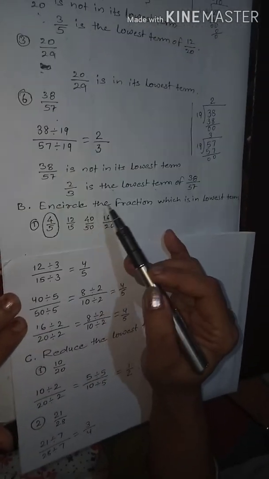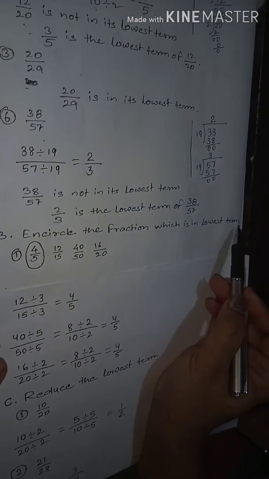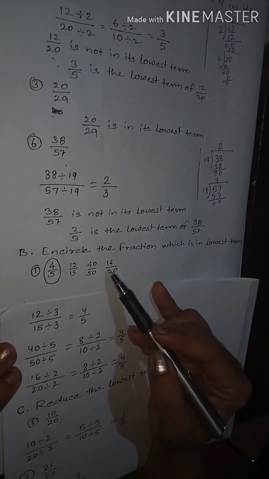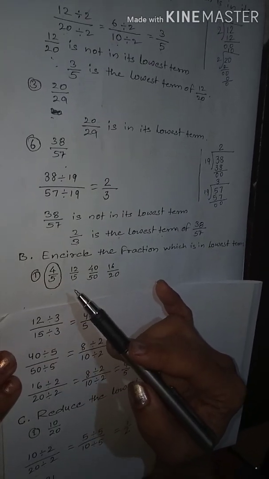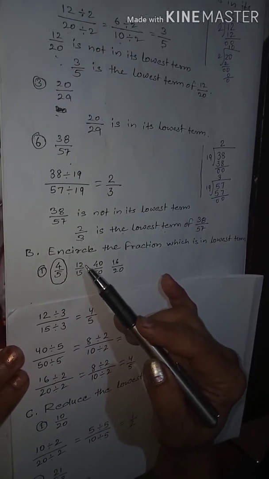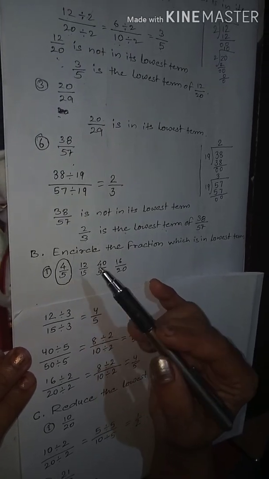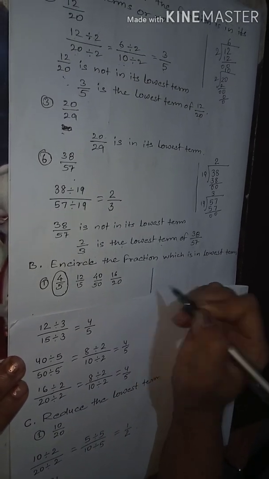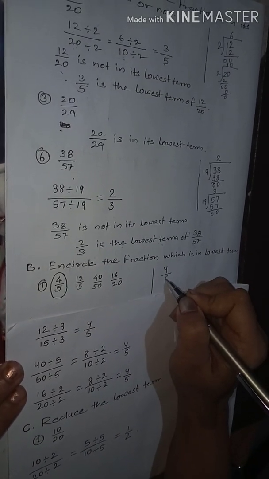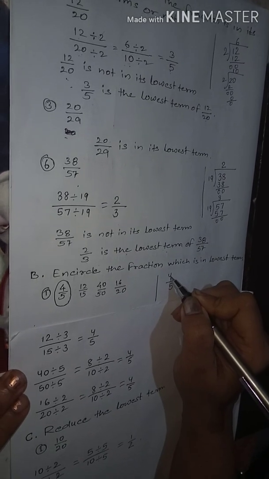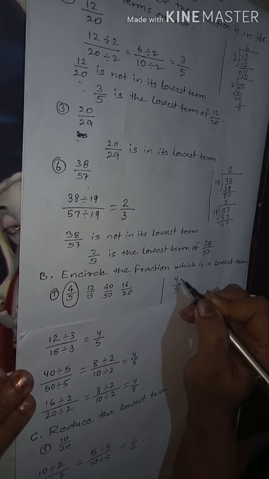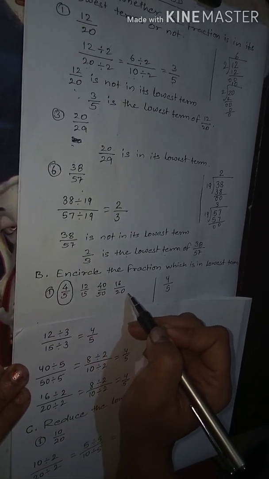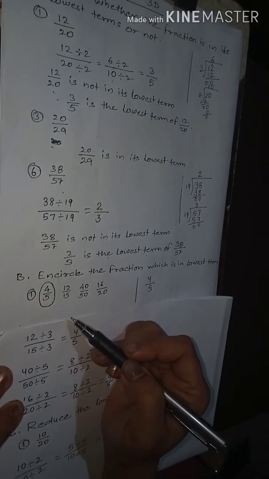Question number B. Encircle the fraction which is in lowest term. Here 4 fractions are given and you have to find out which fraction is in its lowest term. So what do we have to do? We have to check. 4 by 5 is in its lowest term. Why is it in lowest term? Because for 4 by 5, there is no common number that divides 4 and 5 exactly. So 4 by 5 is in its lowest term. Now we have to check whether these fractions are in their lowest term or not. So we will check one by one.